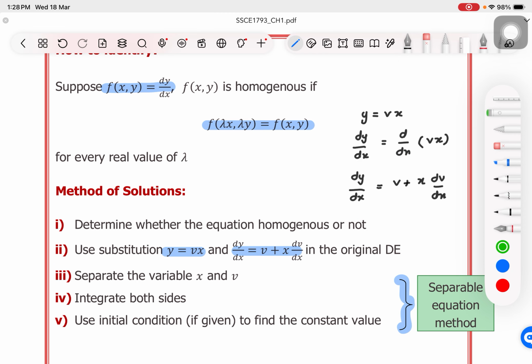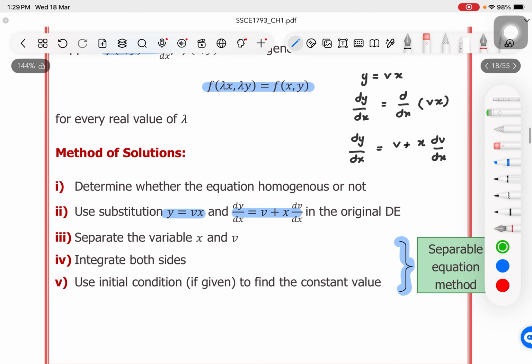Next, after you do the substitution, you perform the steps of separable equation, where you separate the variables x and v, then you integrate both sides. If the initial condition is provided, then you need to find the value of the constant. If not, your final answer will be in terms of C. Basically, these are the 5 steps to solve the homogeneous equation.